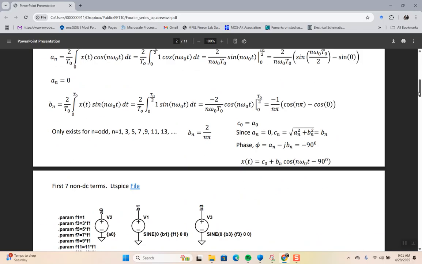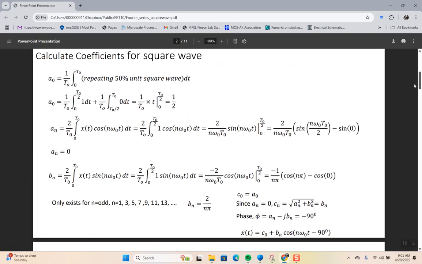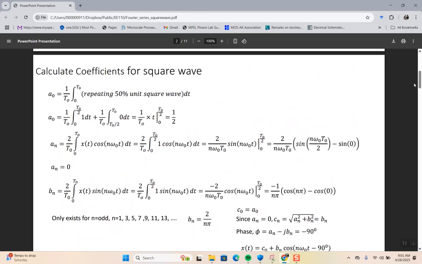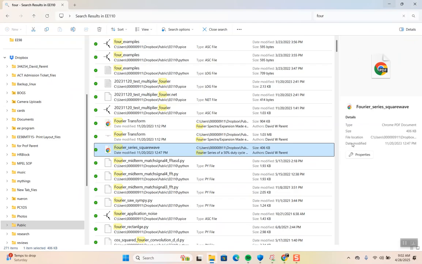Now we're getting into it. Over here, A naught, we are taking the average of a repeating 50% unit square wave. Unit means it goes from 0 to 1. Notice we go from 0 to the period and we divide by the period, and that just means we're taking the average.